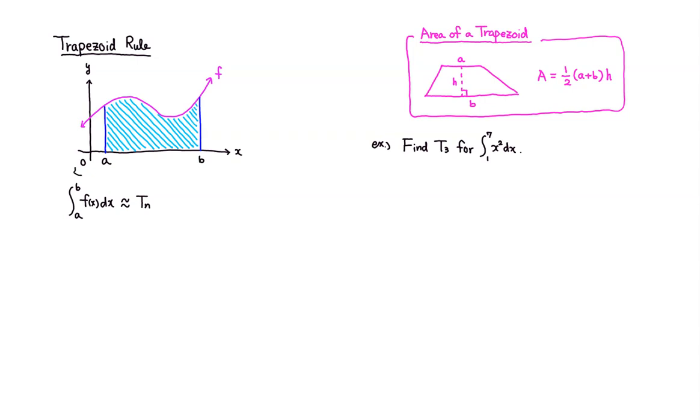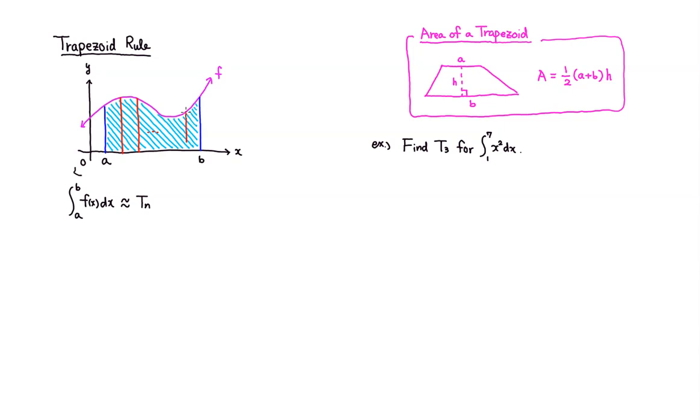All right, let's look at the trapezoid rule. We want to approximate the value of a definite integral. As usual, we're going to slice the region into small, skinny pieces. So let's do that. We're going to split the interval into n equal pieces.